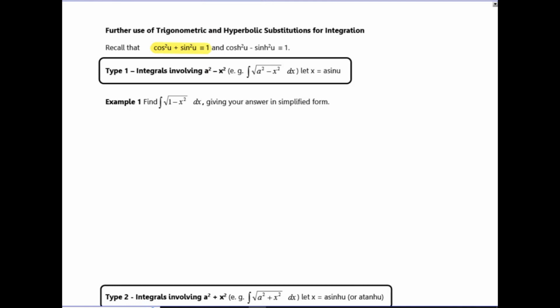Either the trig identity cos squared plus sine squared equals 1, or the hyperbolic identity cosh squared minus sinh squared equals 1. They're all very similar, so you pick the one that corresponds to the identity.